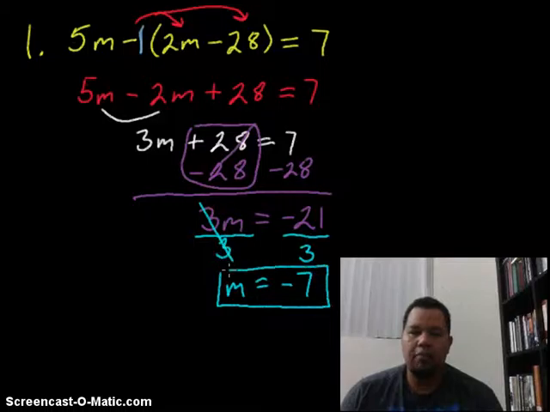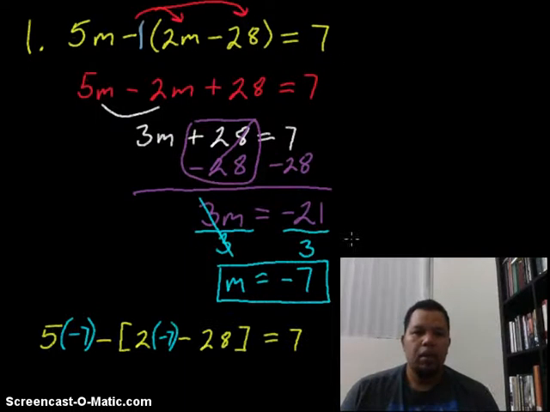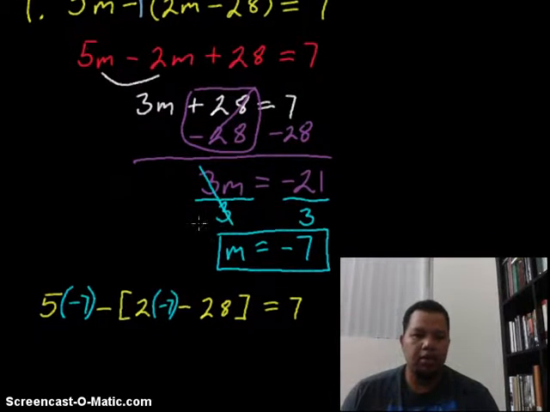Now, once I have my answer, I can always go back and check to make sure that my math was correct by replacing or substituting the answer I got back into the original equation to see if the left side actually does equal the right side. Okay, so I replaced the m with the negative 7 that I got when I solved the equation, and let's go ahead and work this out. I basically use the order of operations to simplify.